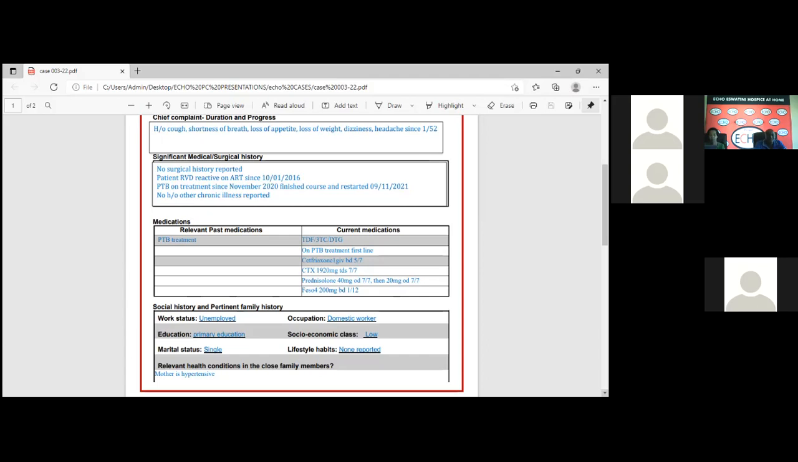She is also getting IV antibiotic, which is ceftriaxone BD for 5 days, CTX, the high dose of 1920 milligrams TDS for 7 days. She is also taking prednisolone, 40 milligrams OD, which was prescribed for 7 days, then it was titrated down to 20 milligrams OD for 7 days. She is also getting ferrous 200 milligrams BD for a month.